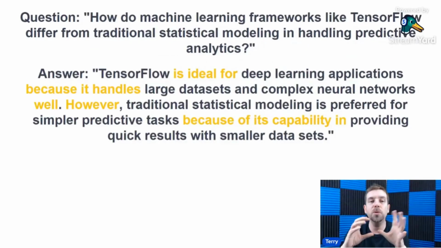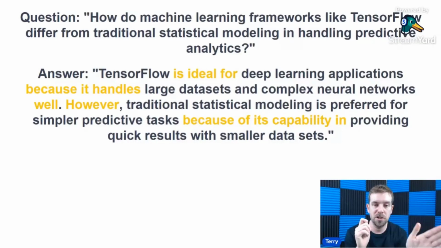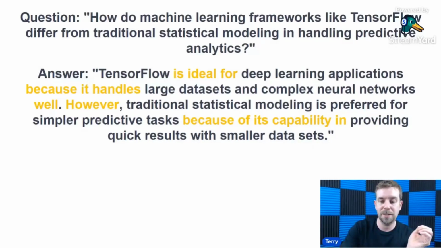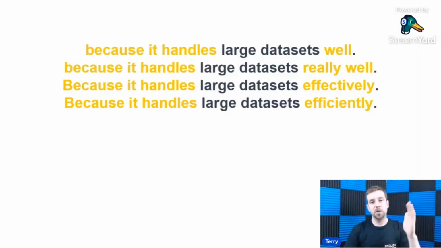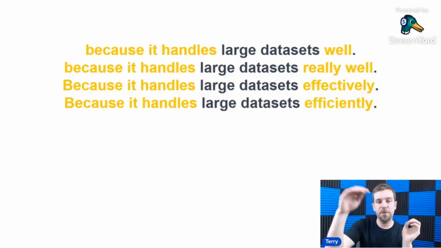So next question: how do machine learning frameworks like TensorFlow differ from traditional statistical modeling in handling predictive analytics? TensorFlow is ideal for deep learning applications because it handles large data sets and complex neural networks well. However, traditional statistical modeling is preferred for simpler predictive tasks because of its capability in providing quick results with smaller data sets. Now, again, we can say because it handles large data sets well, really well, effectively, or efficiently. Okay, and there's different ways, different adverbs.